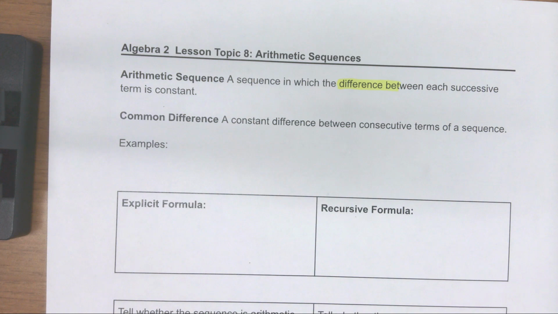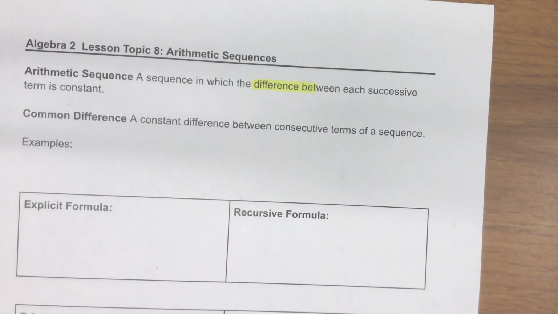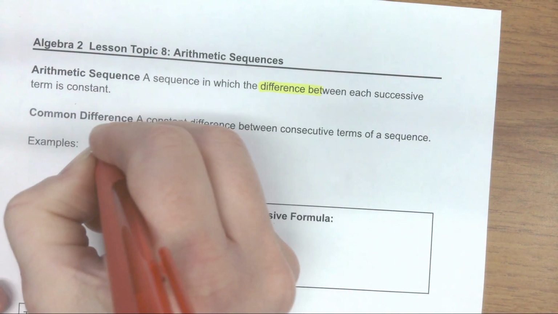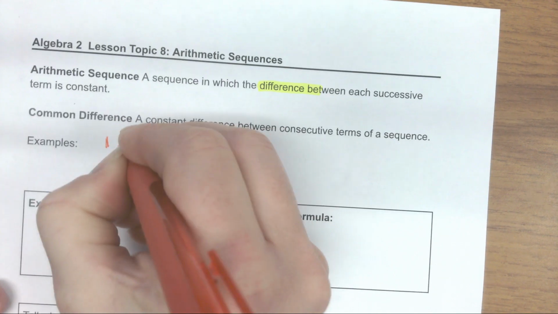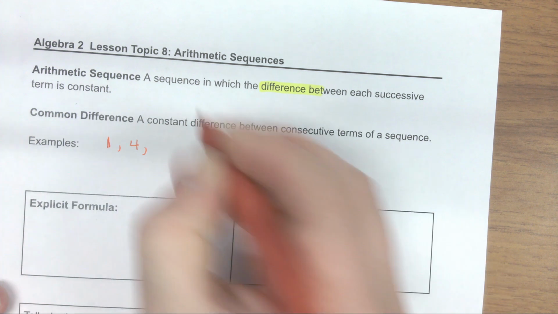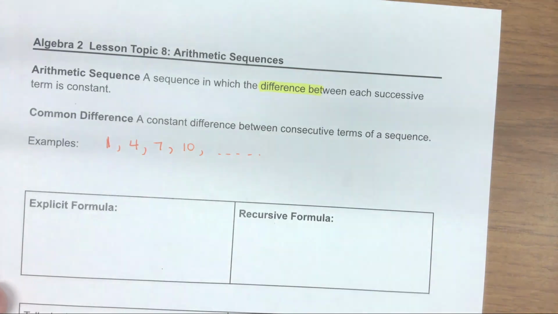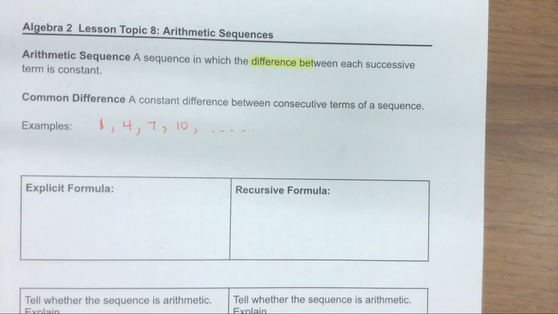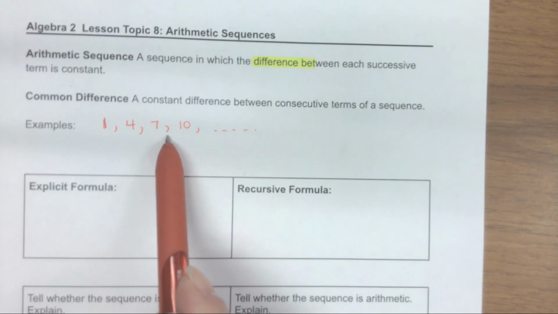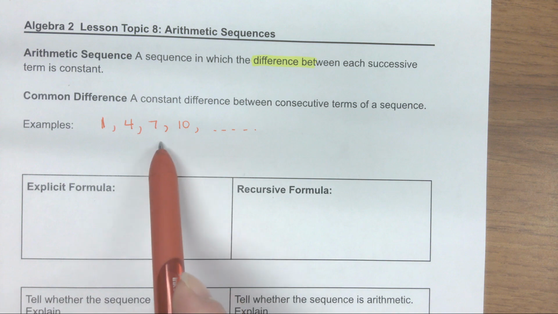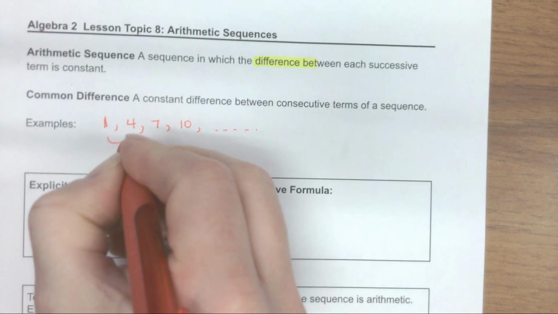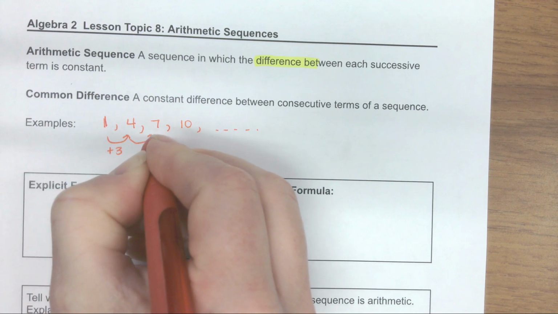Okay, so some examples of this would be, how about 1 and then 4 and then 7 and then 10. Okay, what's the common difference here? 3. Okay, and so when you're finding the common difference, you go backwards. So you take a term and you subtract the term behind it. So 10 minus 7 is 3. Okay, so these are all being plus 3. So the common difference is 3.